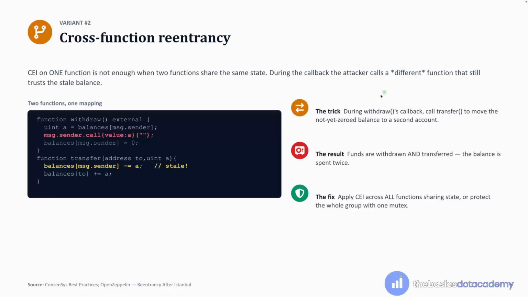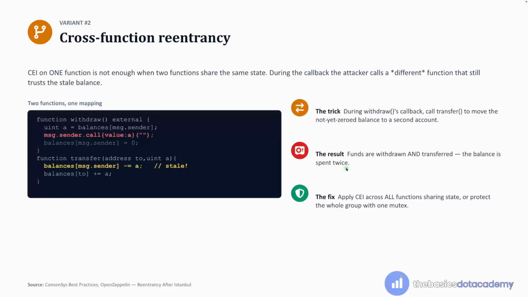So what exactly is the trick? During withdraw's callback, call transfer to move the not yet zeroed balance to a second account. What is the result of this hack? Funds are withdrawn and transferred. That is double spending. The balance is spent twice.